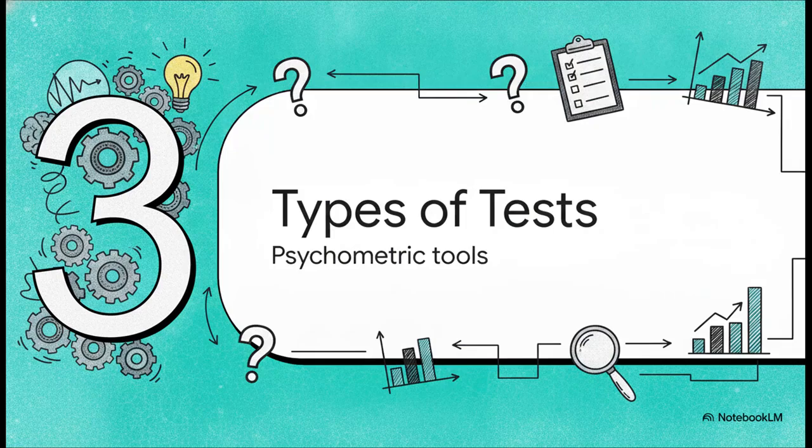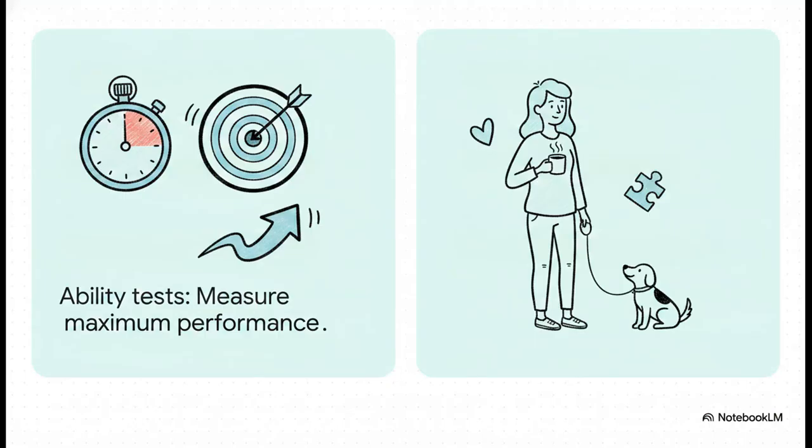All right, let's look at Section 3, types of tests. We're going to categorize the tools of psychometrics. Broadly speaking, tests fall into 2 major categories. Ability tests are designed to measure your maximum performance. This is what you can do when you're trying your absolute hardest, usually focusing on speed and accuracy. Personality tests, on the other hand, aren't about trying hard at all. They evaluate your typical performance, how you behave day to day, your underlying traits, and your general dispositions.